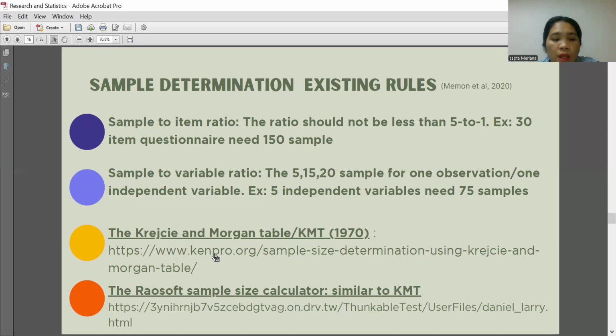For the Krejcie and Morgan table, the KMT, 1970. This one is the link you can see here later on. So the table already provides the exact sample for how many populations. The calculator also, I already put the link here. You can use that and you can easily put in the effect size, the population, and you easily find the sample size.